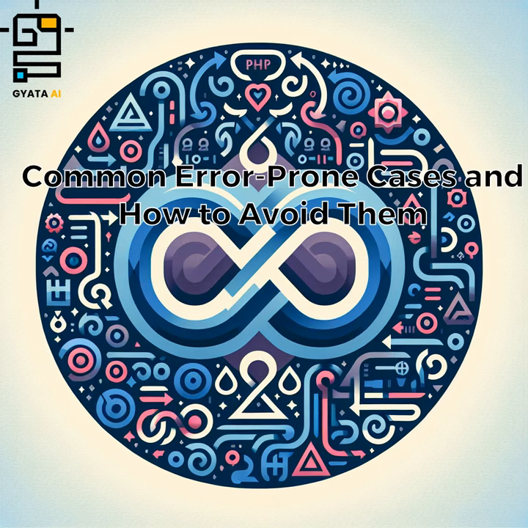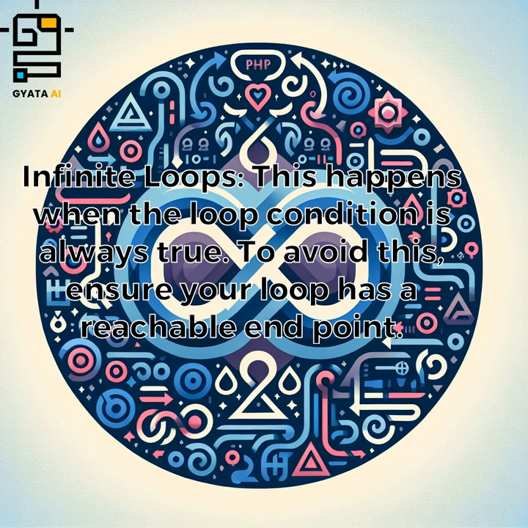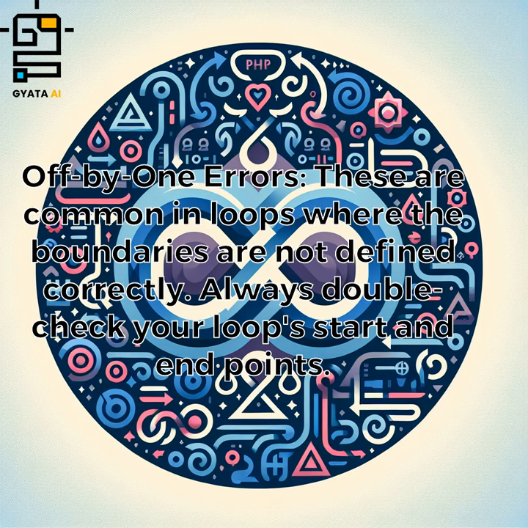Common error-prone cases and how to avoid them. Infinite loops. This happens when the loop condition is always true. To avoid this, ensure your loop has a reachable endpoint. Off-by-one errors. These are common in loops where the boundaries are not defined correctly. Always double-check your loop start and end points.